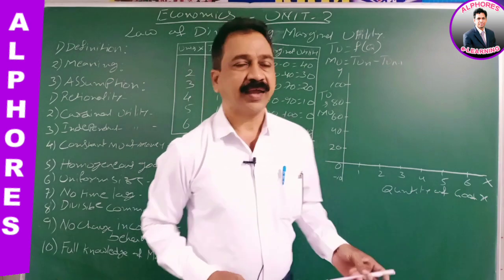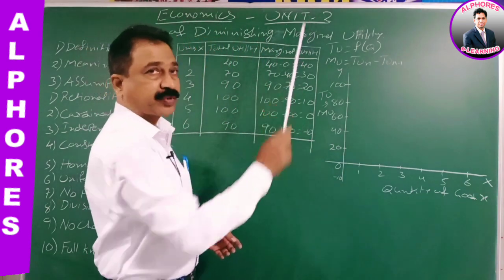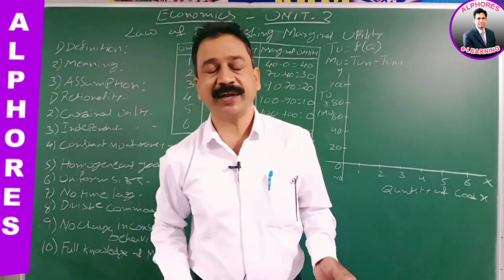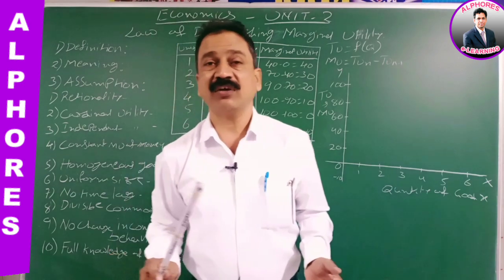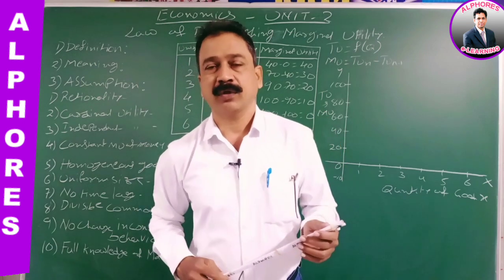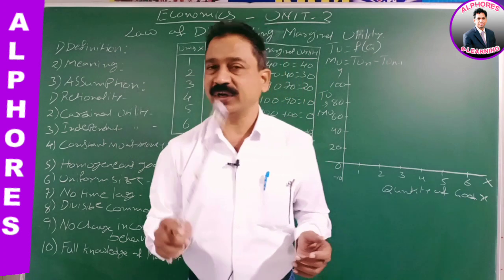Today in economics we are going to see the same unit 2, whichever we left yesterday incomplete, that we are going to cover now. Yesterday we have seen what is utility. I am giving a recap. What is utility? The satisfaction which we derive from the commodities is utility.